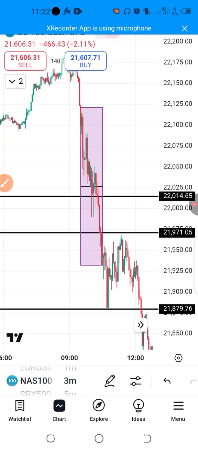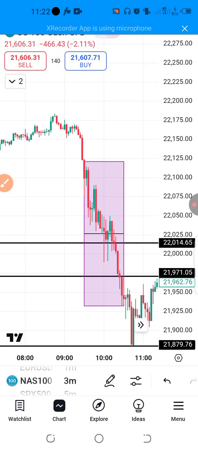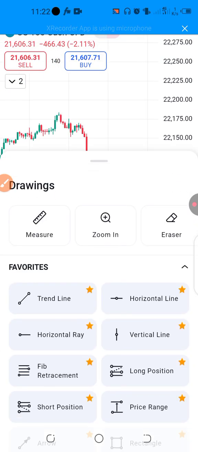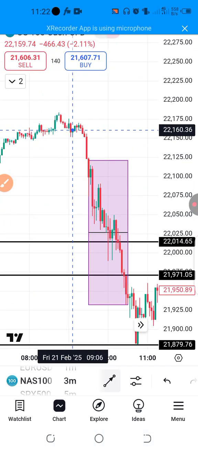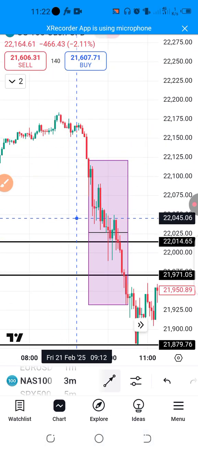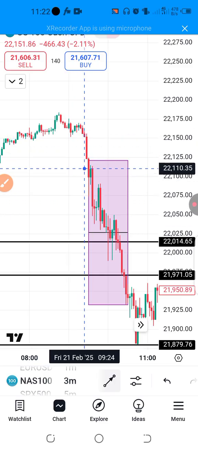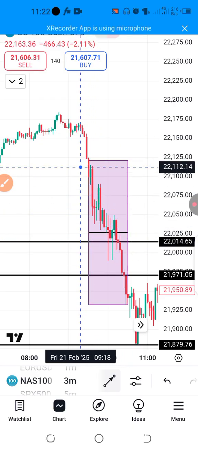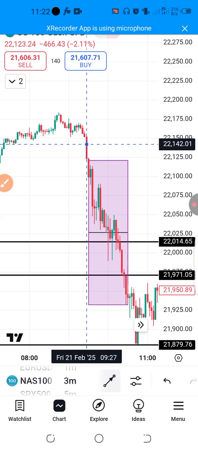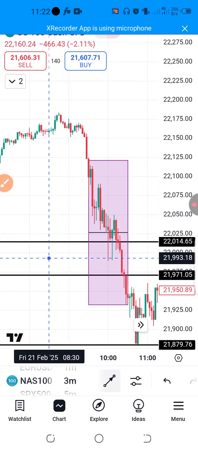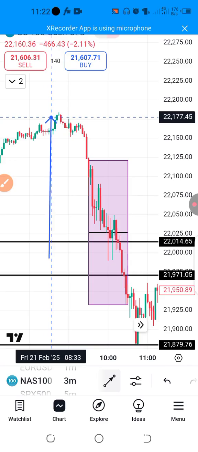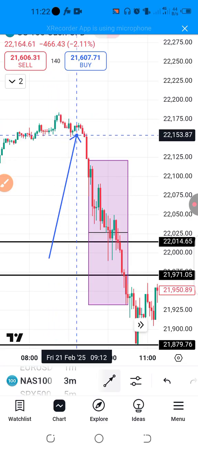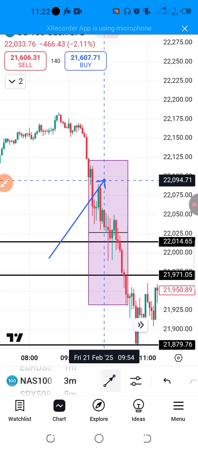I just like this kind of move. I don't panic when I see a huge sell-off on Nasdaq. I always buy this, because at times on Nasdaq, this big move will always be a manipulation. It entices more sellers to go into the position, and price will suddenly reverse to the upside, targeting this buy side liquidity here.